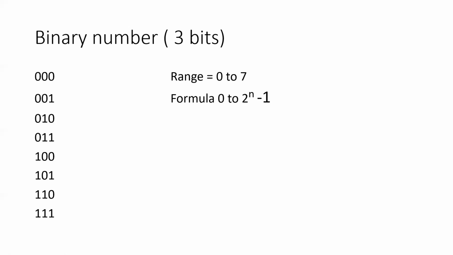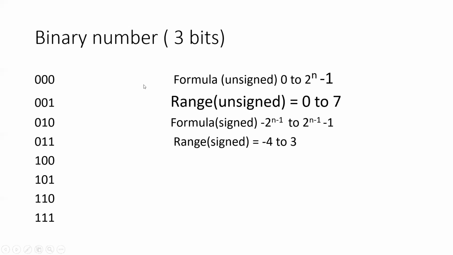Now, if you want to represent signed numbers, that means both negative and positive numbers, we have a different formula. It will be from minus 2 raised to n minus 1 to 2 raised to n minus 1 minus 1. Here again, n is the number of bits. For example, in this case of 3 bits, n is 3. So 2 raised to n minus 1 means 2 raised to 2, that is 4. This is from minus 4 to 2 raised to n minus 1 minus 1, that is 3.